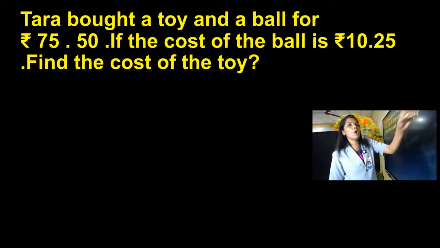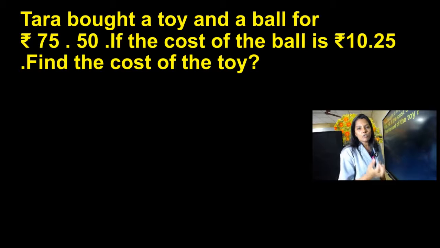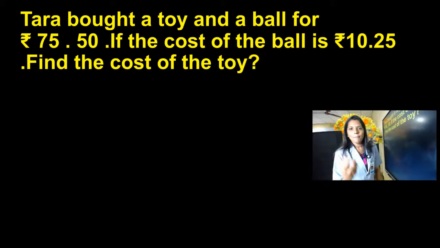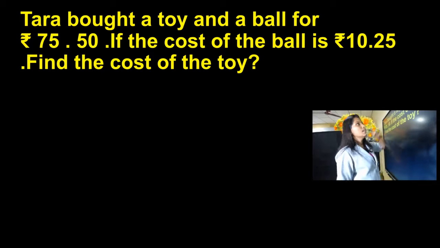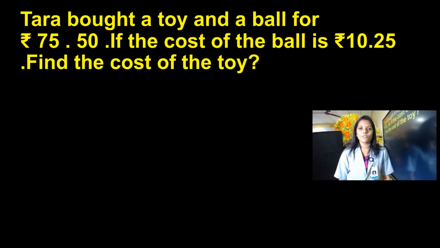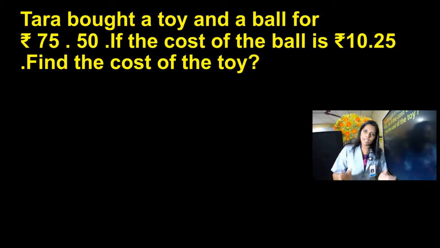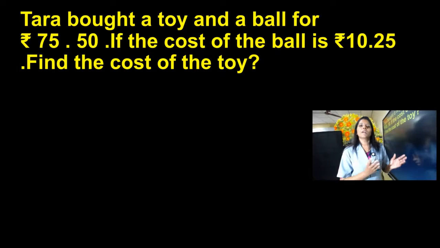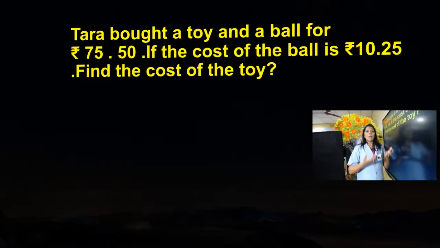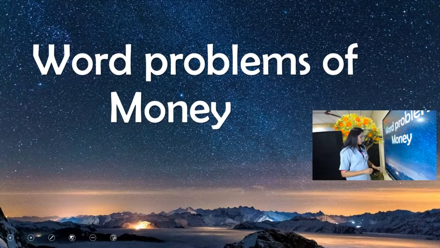The cost of the ball is given to you. What is the cost of the ball? 10 rupees and 25 paise is the cost of the ball. Now, what is the question? Here, the last line is the question: Find the cost of the toy. So how will you find out the cost of the toy? You are given the cost of the ball and toy together, and you are given the cost of the ball alone, and you have to find out the cost of the toy.